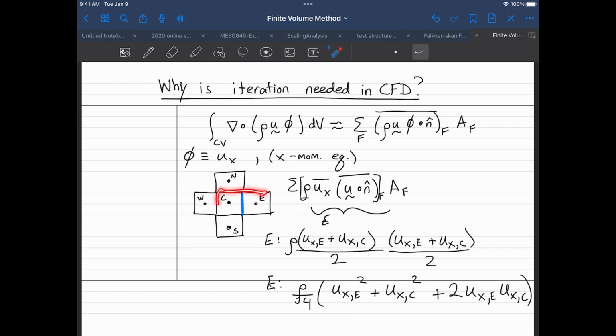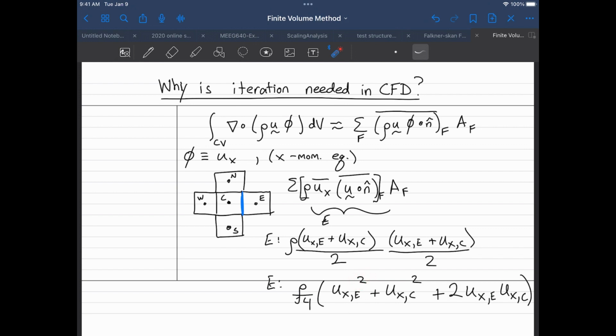Because I was looking at this connection, I generate connections between values at the east and central regions. But the important bit is that instead of ending up with u_x with some pre-coefficient, I have u_x squared. That means this is a nonlinear algebraic equation. I can do this for the other faces as well and get additional nonlinear terms, but the key thing is that I don't get a linear algebraic equation at that point. I get a nonlinear algebraic equation.